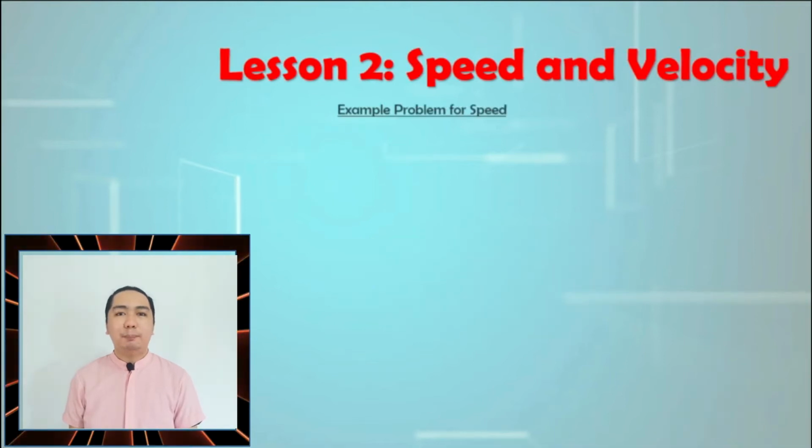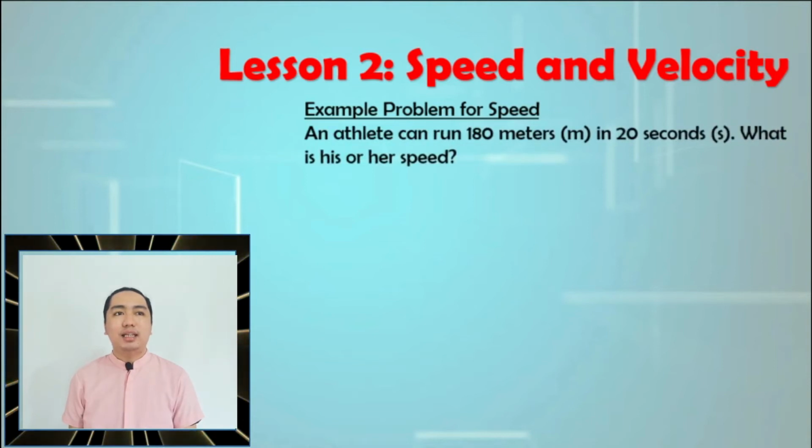So let's have an example problem of speed. An athlete can run 180 meters in 20 seconds. What is his or her speed? So we have our solution. First, we need to get our givens. We have the distance of 180 meters and also the time of 20 seconds.